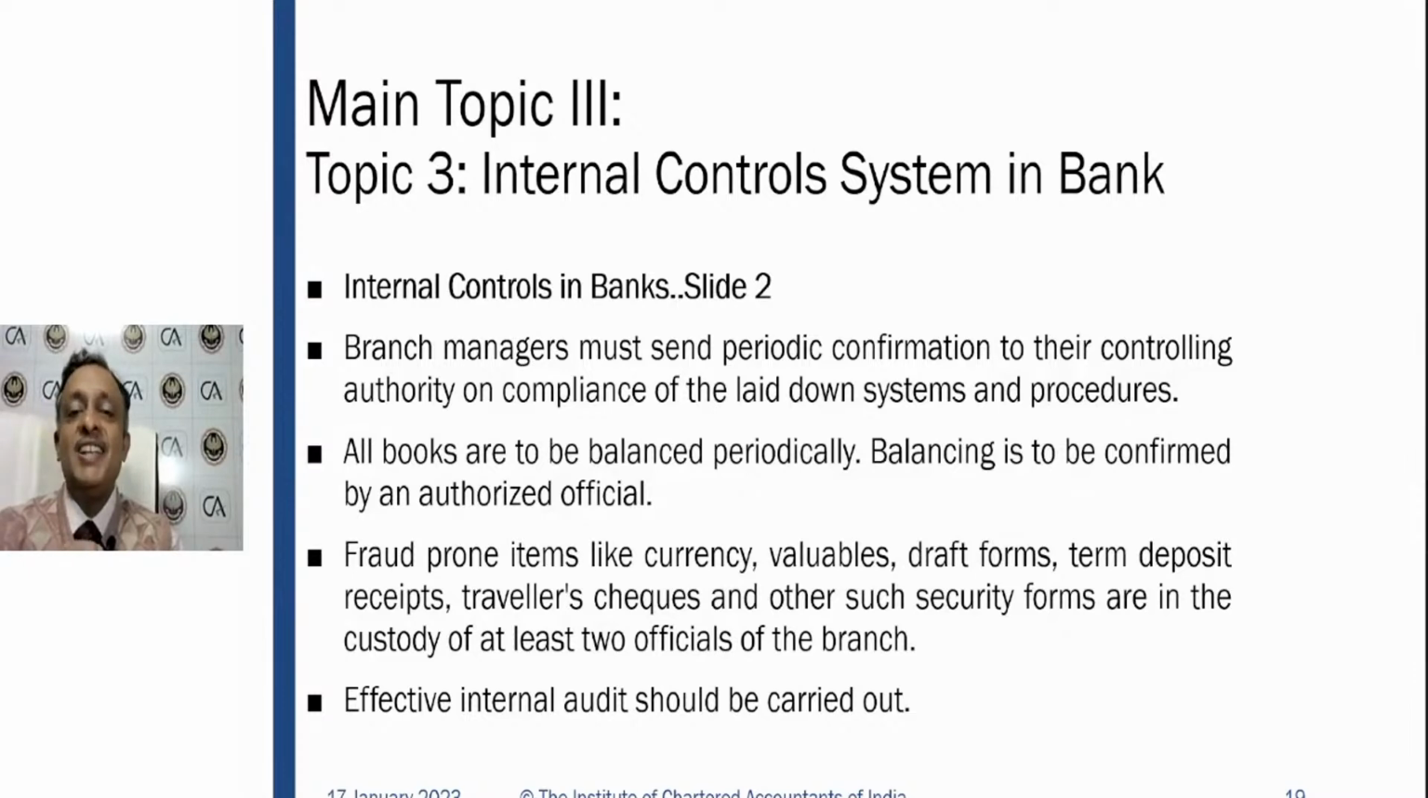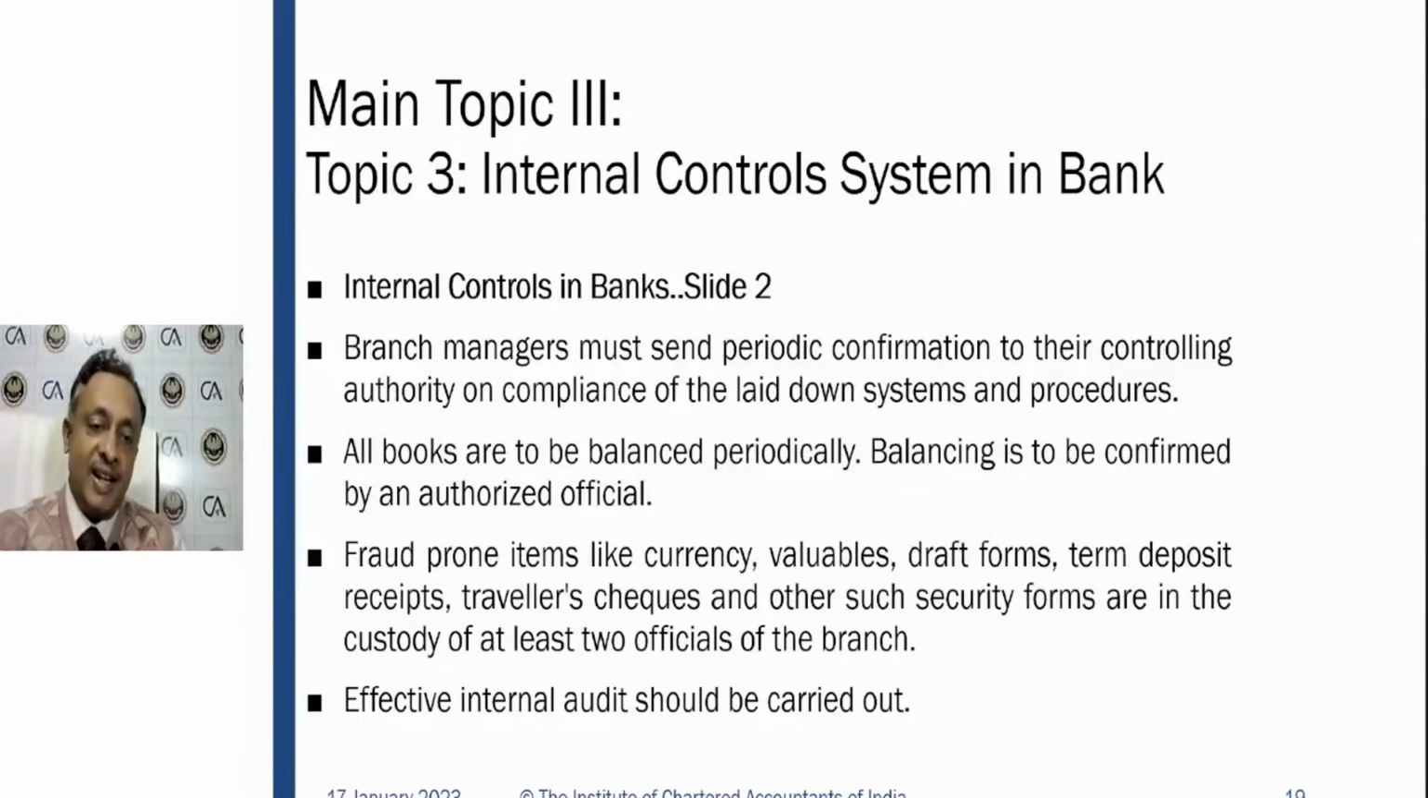All books are to be balanced periodically. Balancing is to be confirmed by the authorized official. We already had a good discussion on the concept of GL and SL, general ledger and subsidiary ledger. So this idea and this GL SL has been configured in core banking system also. Okay. So within core banking system, that is how the accounting within the bank is being done.